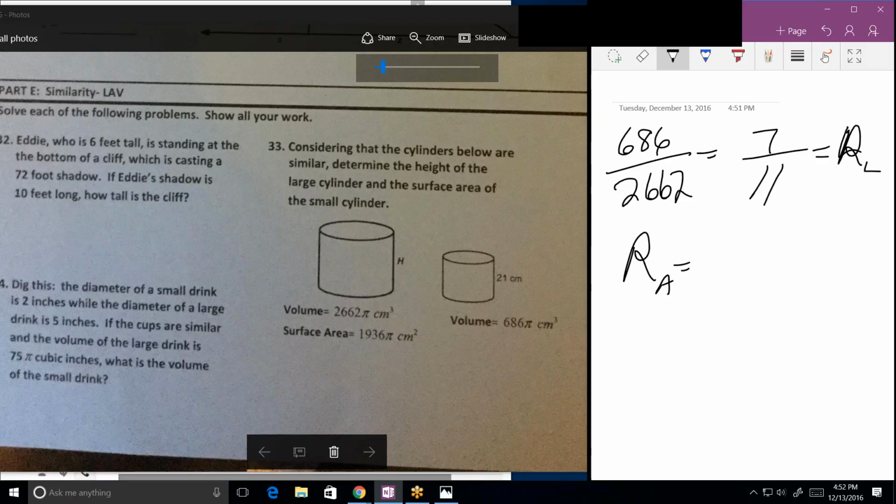Give me a second. Okay. Yeah. The surface area ratio equals 49/121. Okay. And they're giving us the surface area of the bigger.